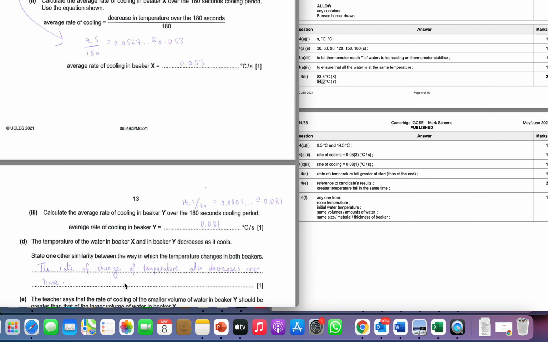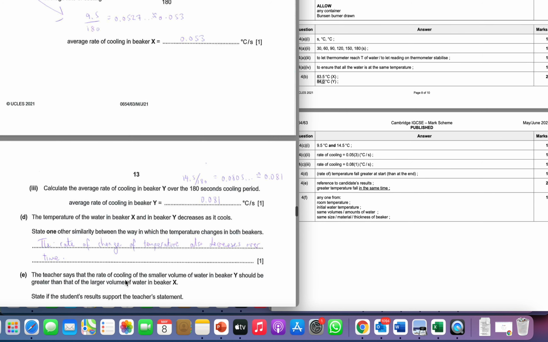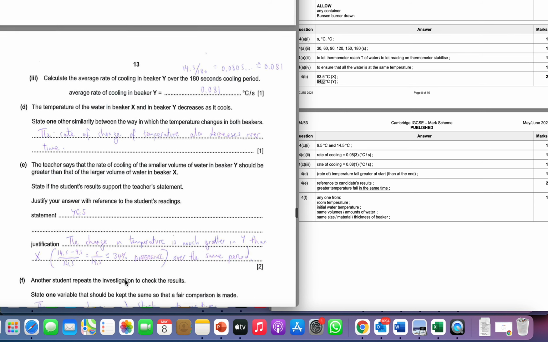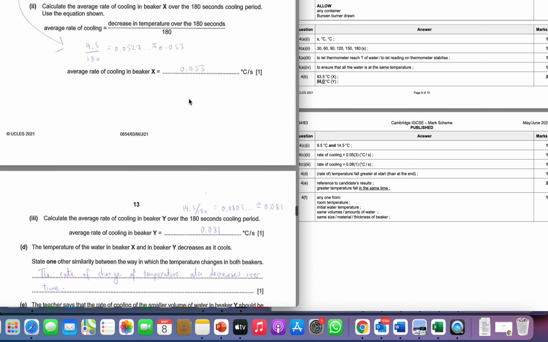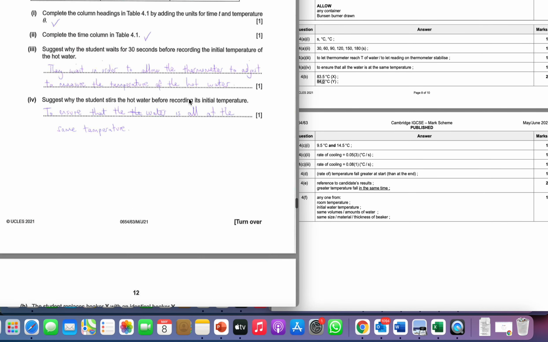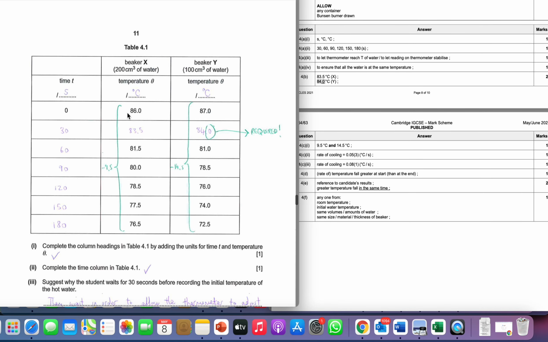We're then told, sorry, the temperature of the water decreases, and we're asked for one similarity. Well, if you notice, the rate of change of temperature decreases over time. If we have a little look here, just scroll down, it's a big question, this one. At the beginning, we have big changes, so 86 to 83.5 to 81.5, but at the end, we've got much smaller changes. And what that means is the rate of cooling is changing.